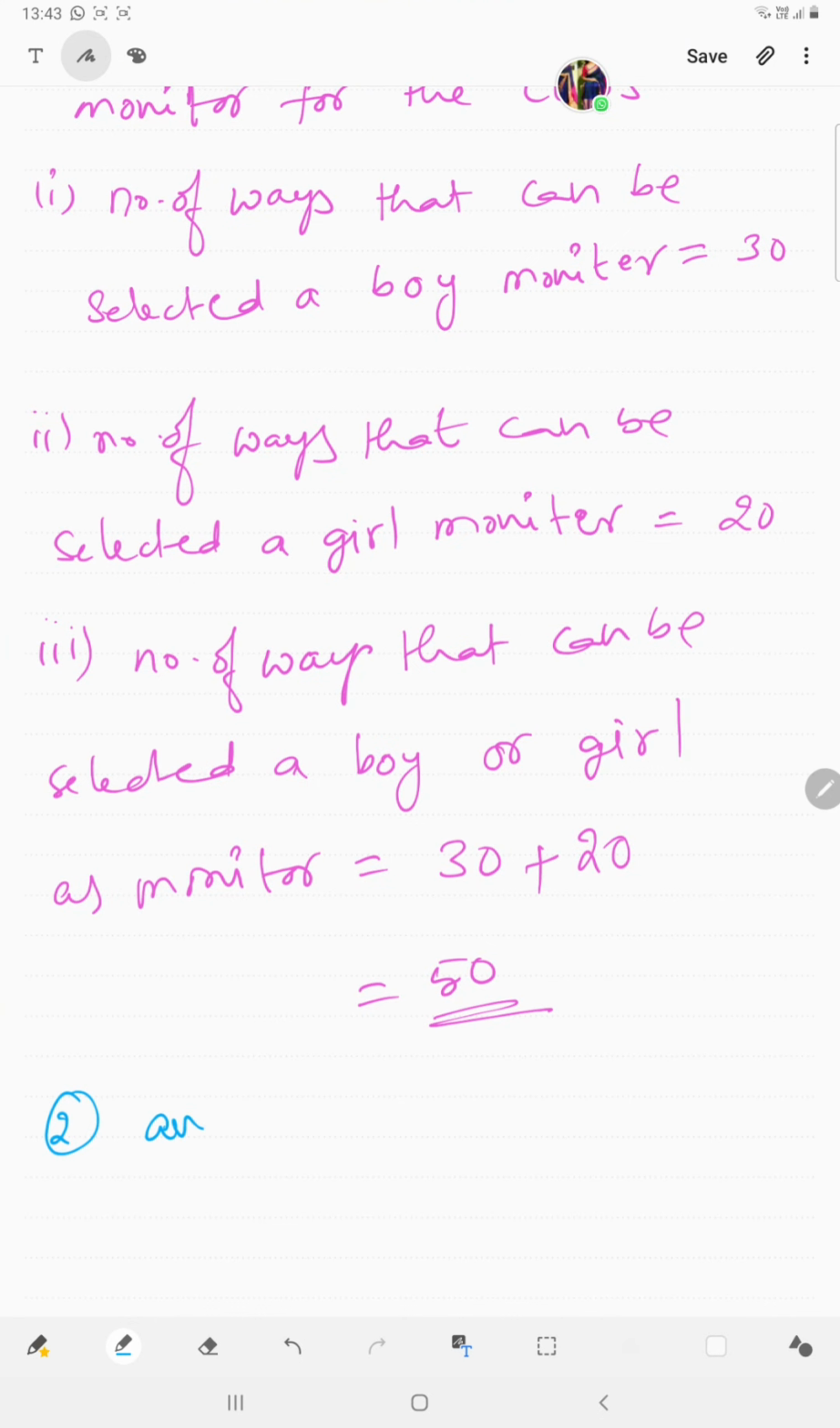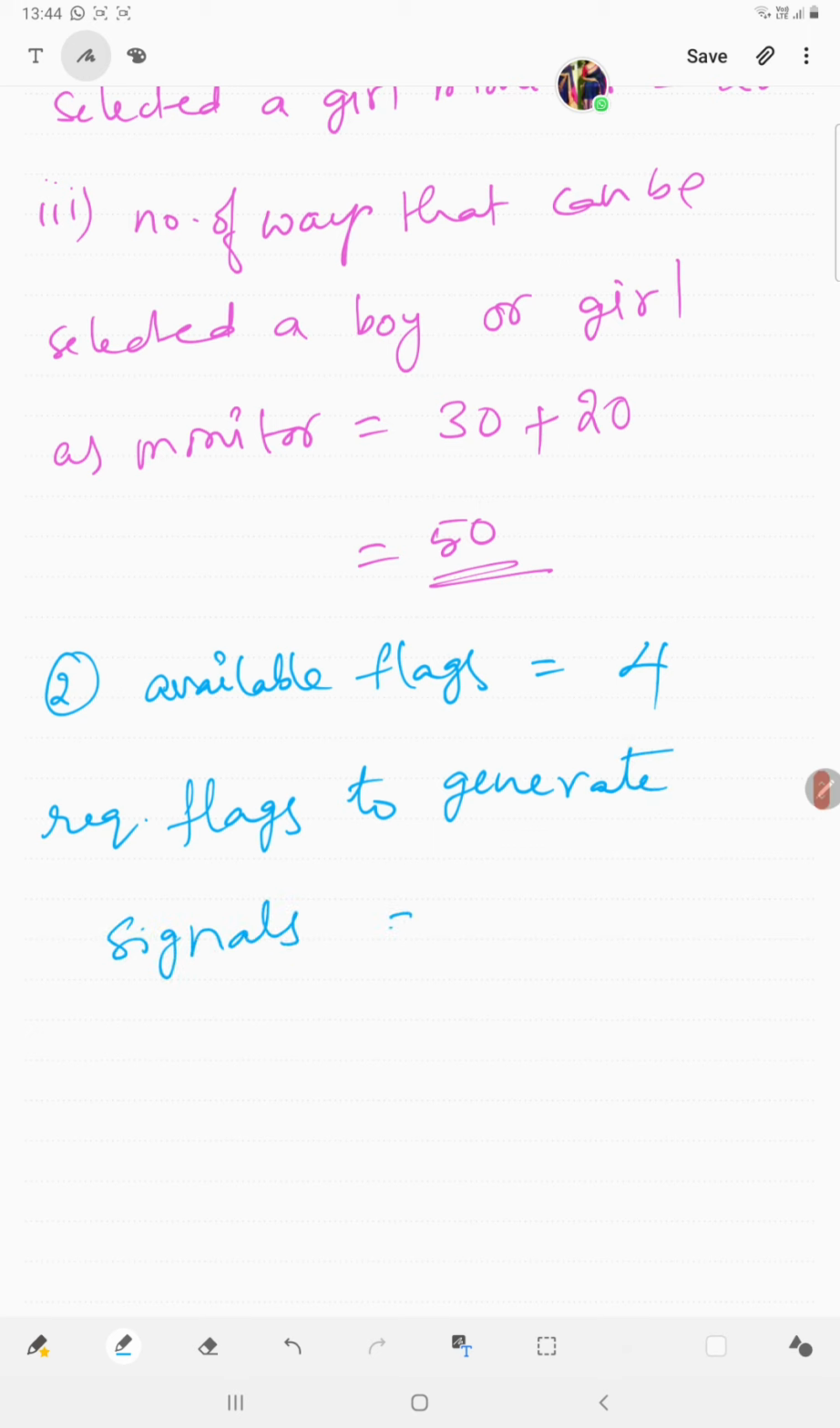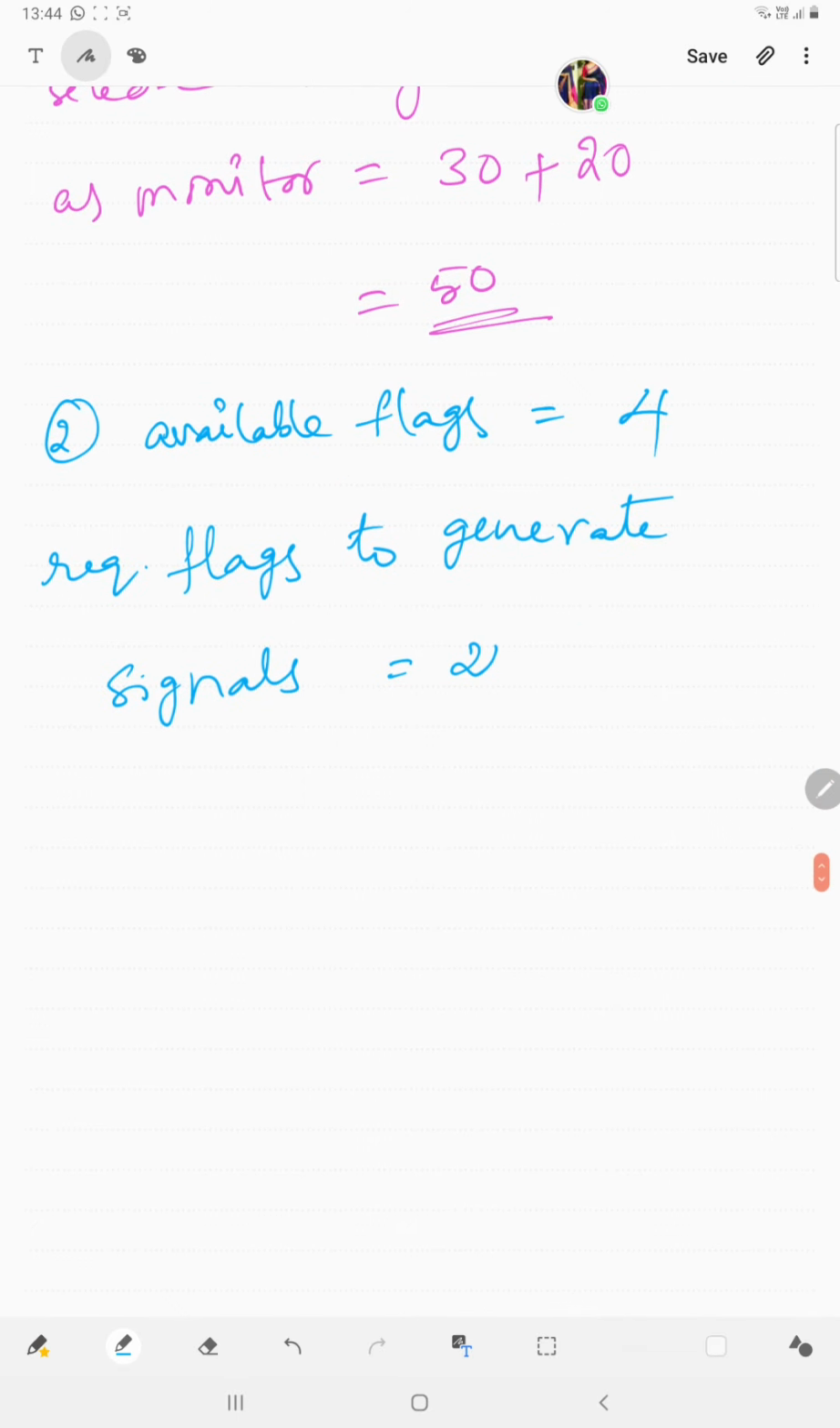So, available flags for required flags to generate signals is equal to 2, and the signals are different signals. Generate different signals.